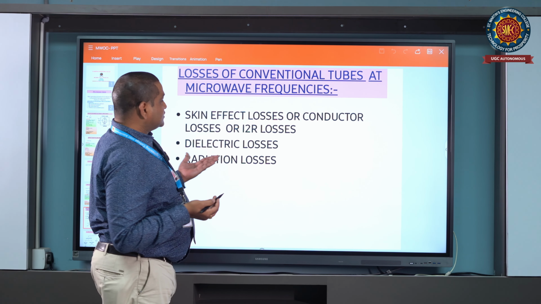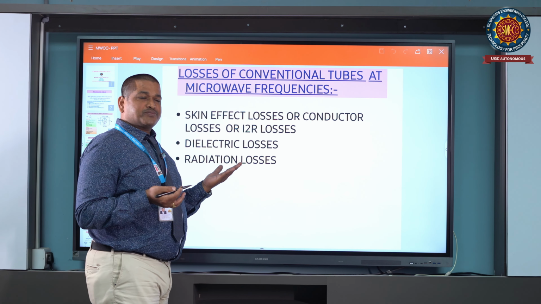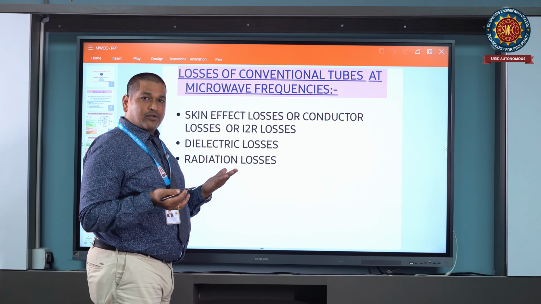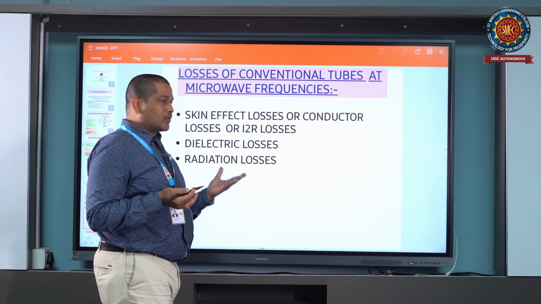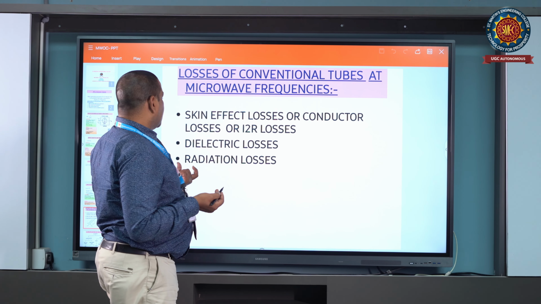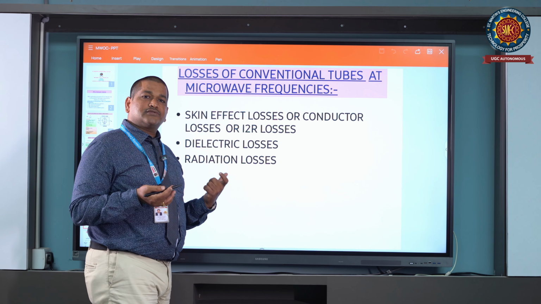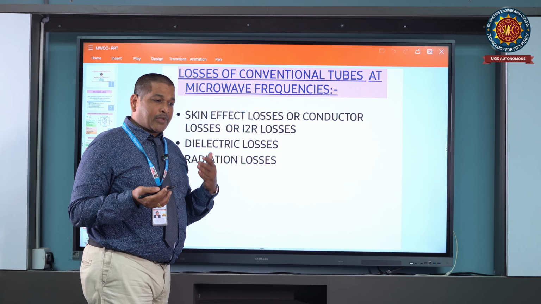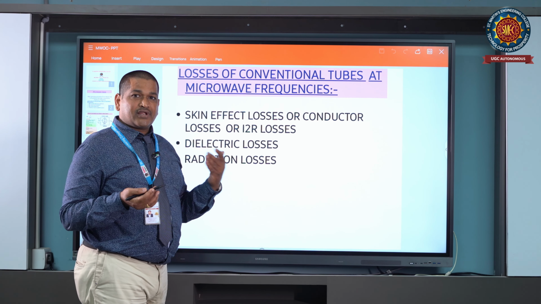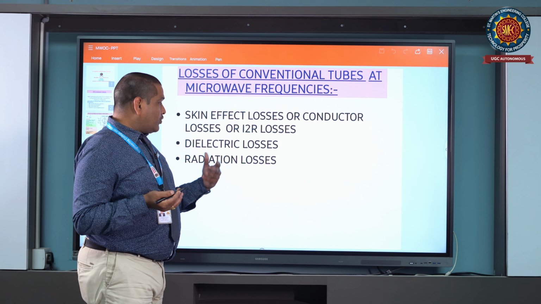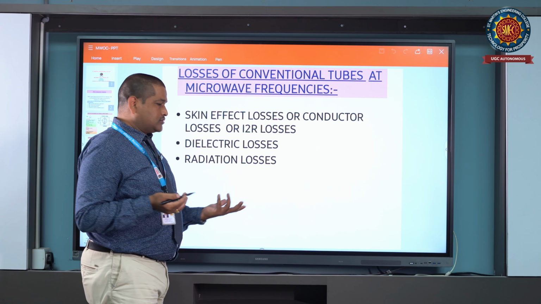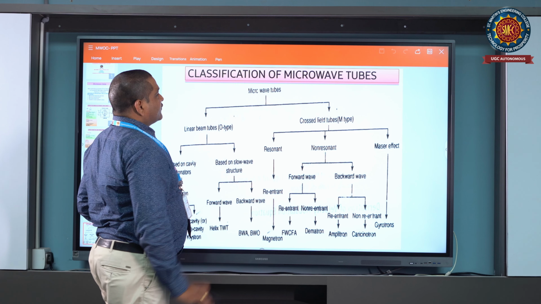The next one is dielectric loss. Because of the dielectric substrate of conventional tubes at microwave frequencies, another type of loss occurs, called the dielectric loss. And at higher frequencies, these lower frequency devices cannot withstand them and will be prone to more radiation. That causes the radiation loss. So these are the different types of losses.